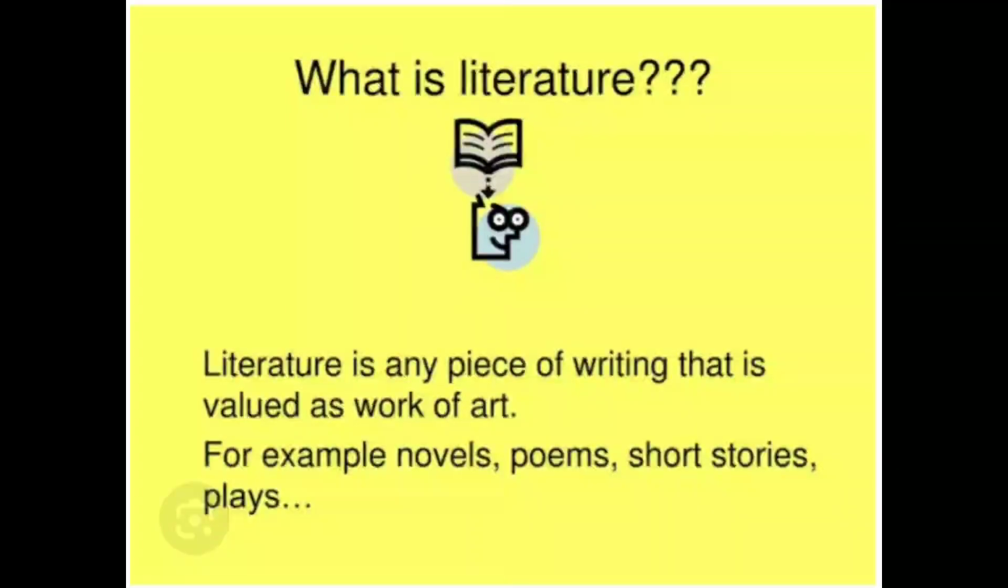So what is literature? When we talk about literature, literature is any piece of writing that is valued as a work of art. That can be novels, poems, short stories, plays, dramas, each and everything. So literature is the art of written works. They are the published writings in a particular style on a particular subject. So we can say that any art form of written works that uses language in written or in spoken form is called literature.